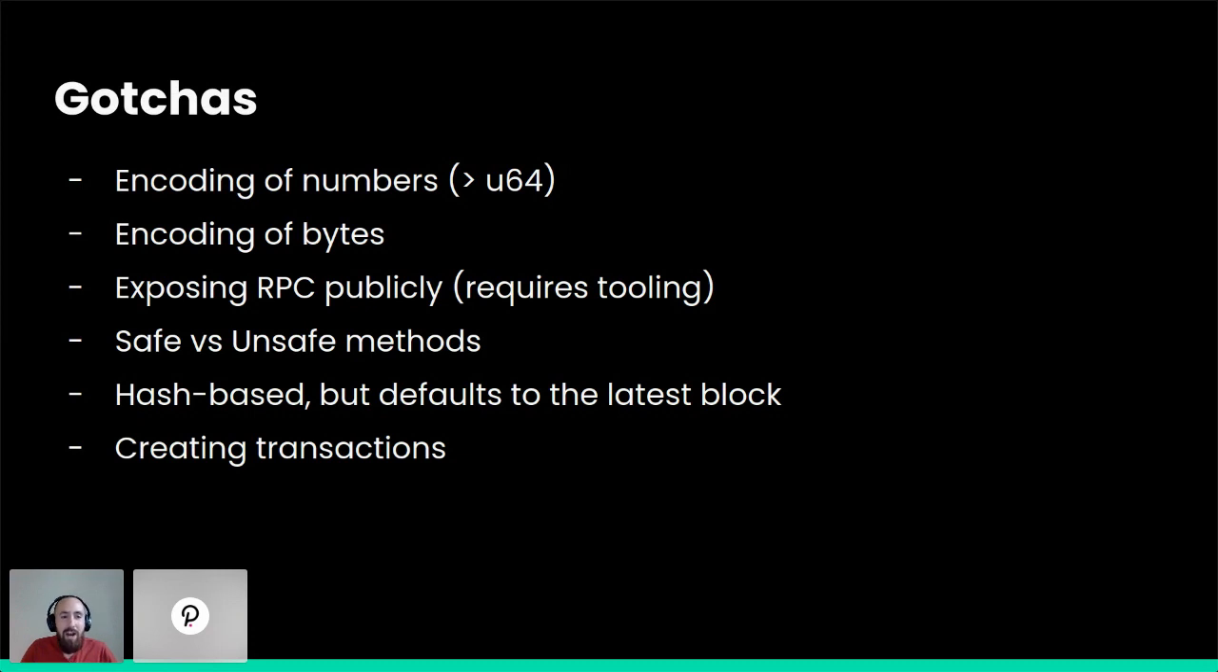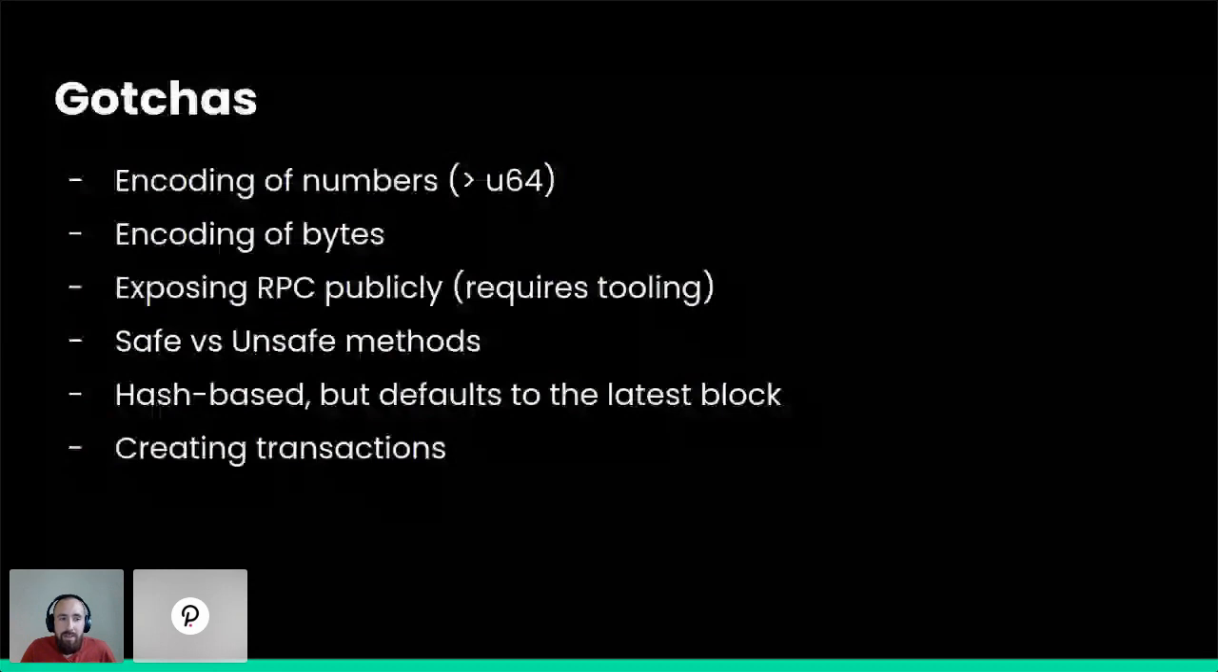Exposing your RPC nodes publicly is also pretty tricky. We have some means of making it simpler for you. There is a set of safe and unsafe methods. And by default, when you are exposing your node, we will disable all unsafe methods, which are the methods that mostly allow you to modify the state of your client.